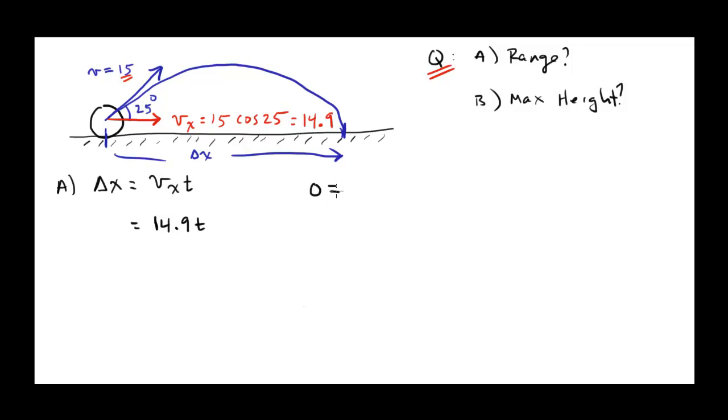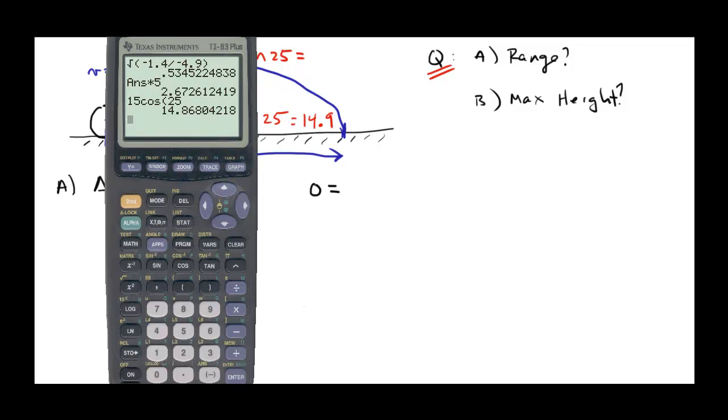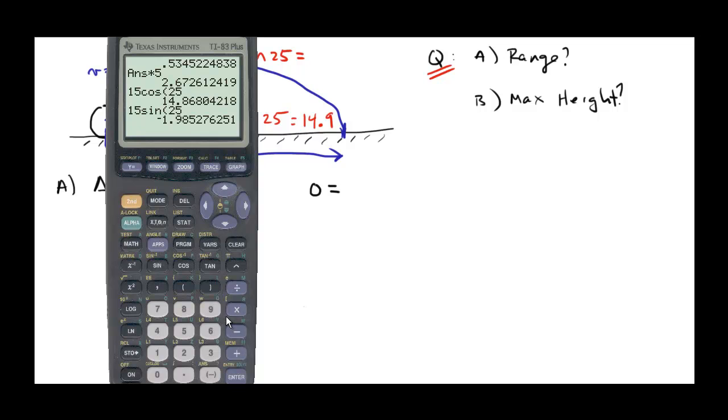So I say 0 equals, what is my initial y velocity? Well, I have to find that as well. The initial velocity in the y direction is 15 sine 25. So let's go ahead and find that. 15 sine 25. Ooh, uh-oh, I made a mistake. Wrong mode. I should have recognized that earlier. I've got to recalculate the cosine.